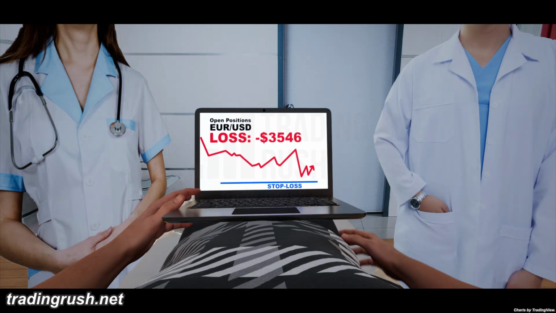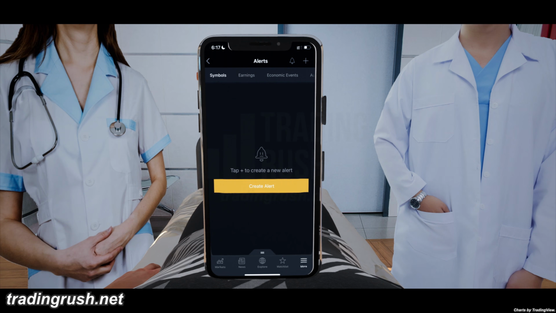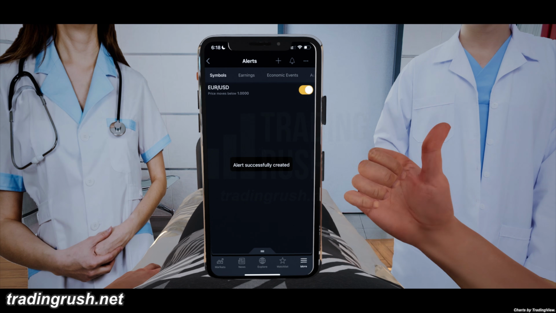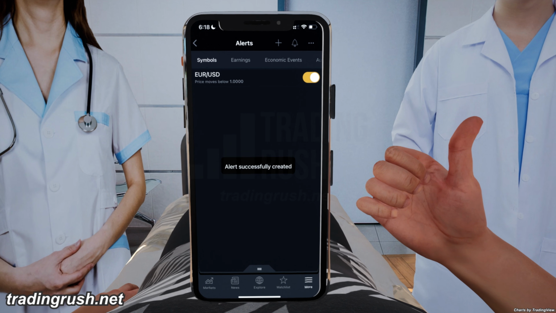Number 2. Don't increase your blood pressure by continuously watching prices move toward the stop loss. Use Investing.com's mobile app to create free price alerts. Now your blood pressure will only go up after you receive a notification.